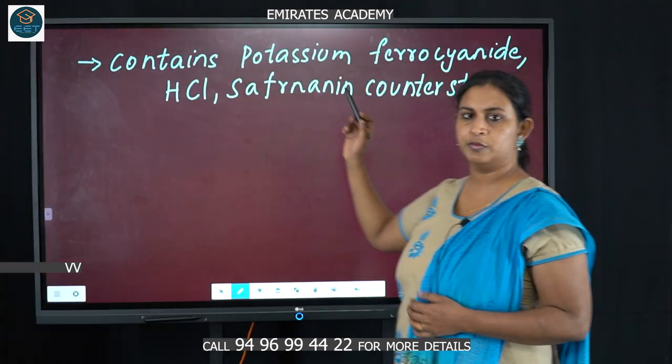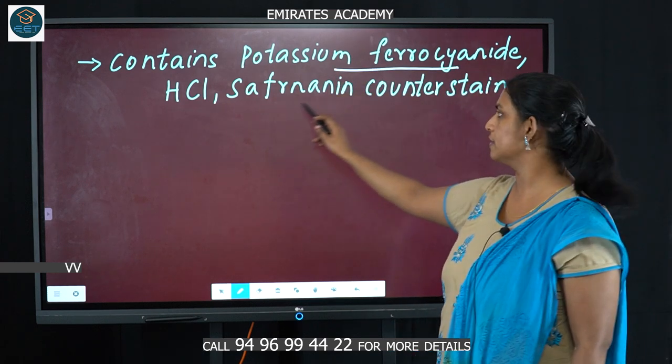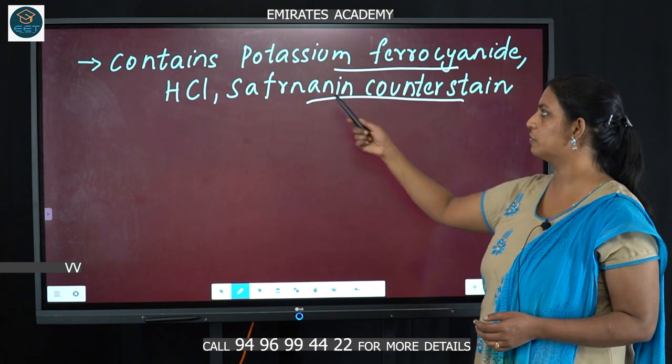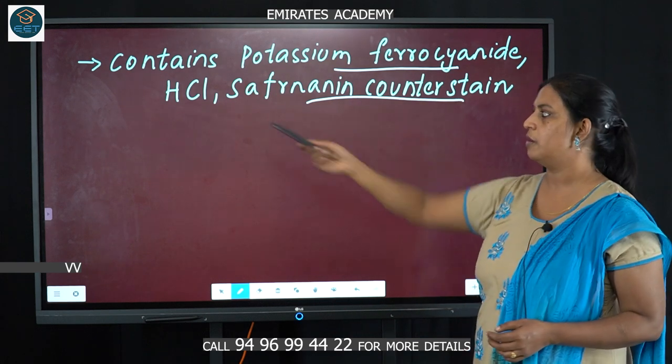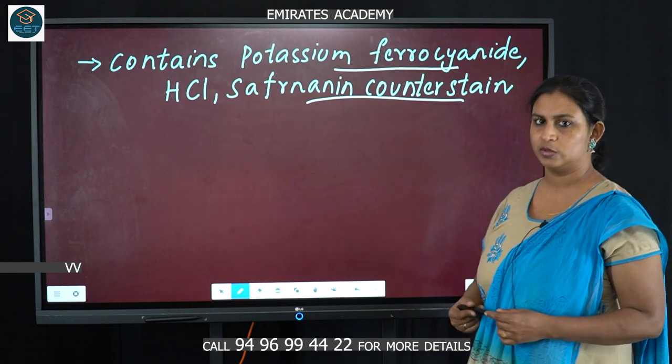Prussian blue contains potassium ferrocyanide, hydrochloric acid, and safranin counter stain. The main components of Prussian blue are potassium ferrocyanide, hydrochloric acid, and safranin.